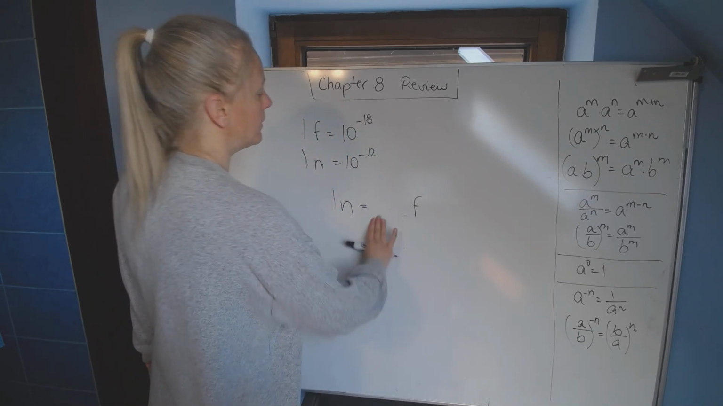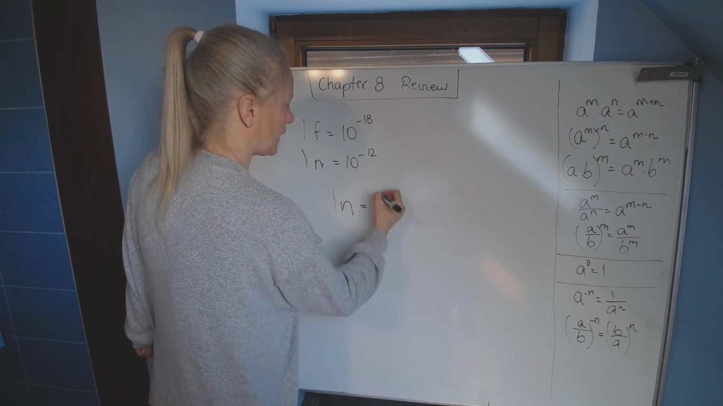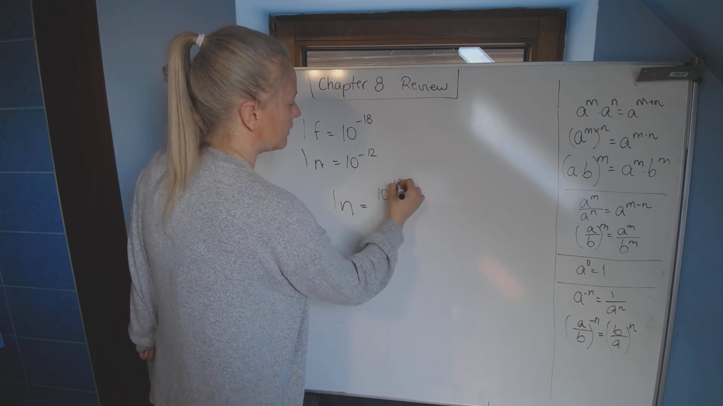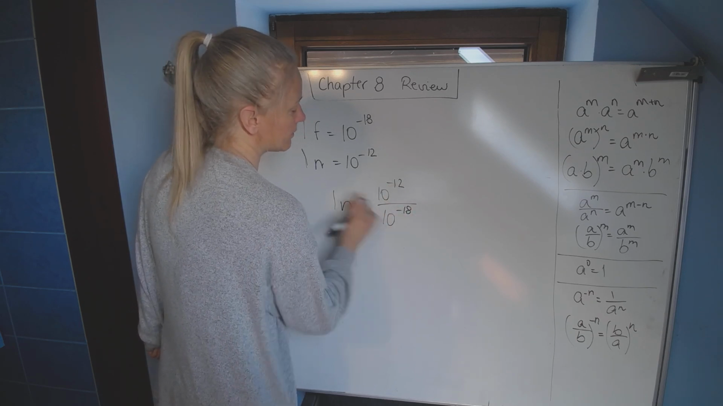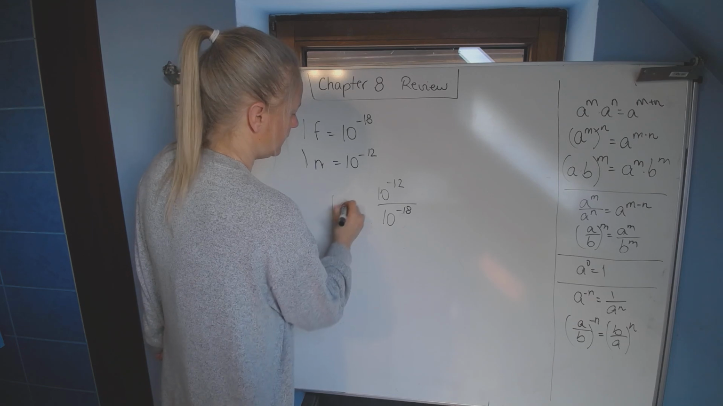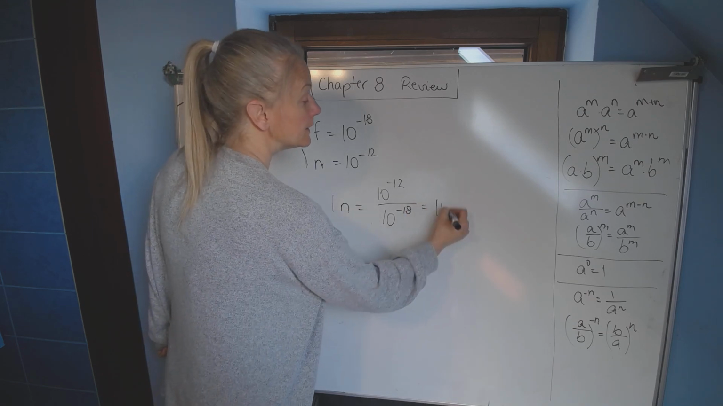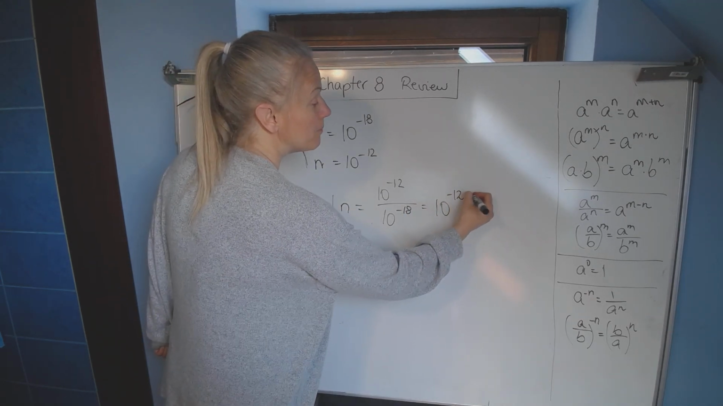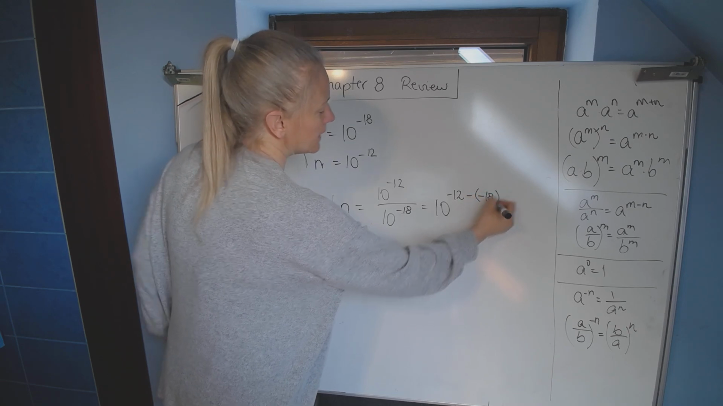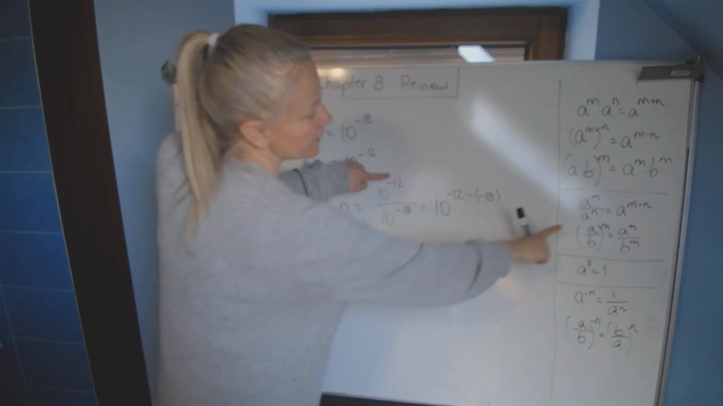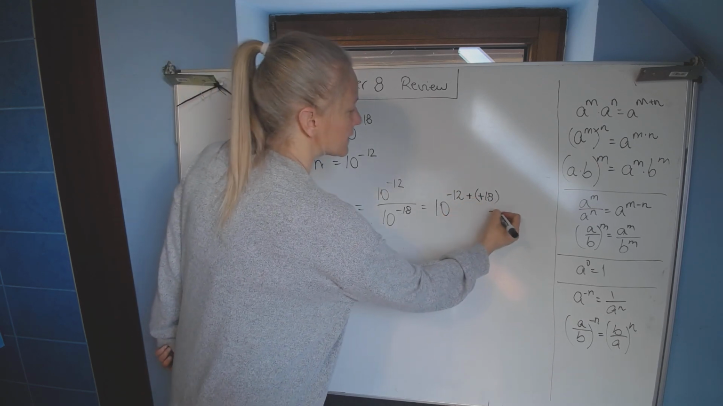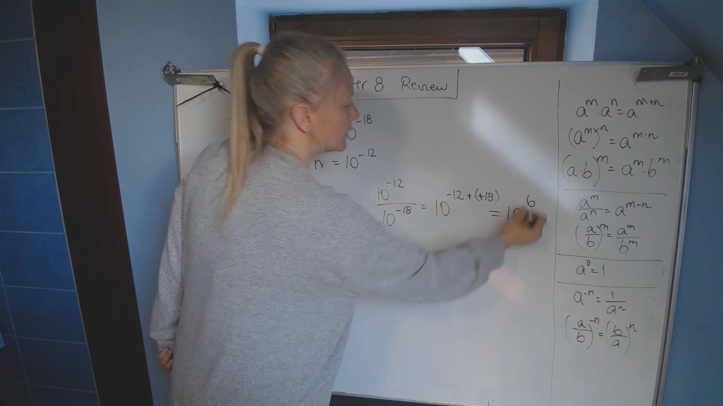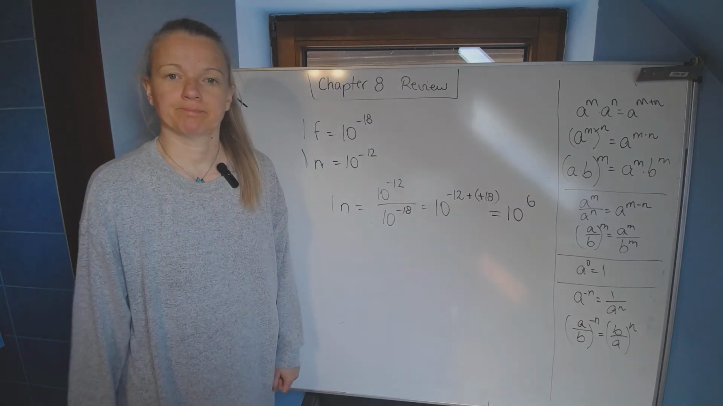Well, that would be 10 to the negative 12th divided by 10 to the negative 18th. Yeah, 1 N equals this. Or 10 to the negative 12 minus negative 18. Same base, different exponents, we subtract. Minus becomes a plus. This becomes 10 to the 6. 18 minus 12, 6. Okay?